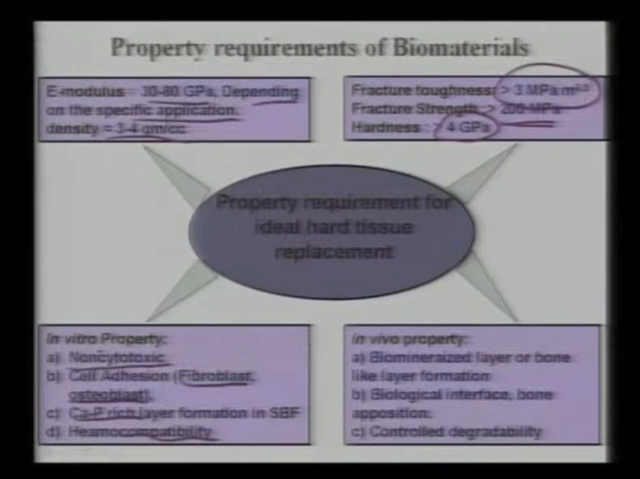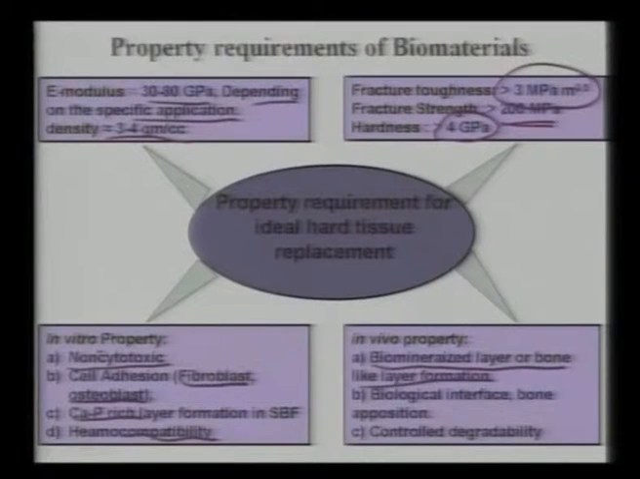If there is a calcium phosphate rich layer, then what will the neighboring tissues or bones feel? Bone also has around 65% calcium phosphate. So the bone will find as if a similar composition exists next to the synthetic material, and therefore there will be good biological bonding between the tissue or bone and the synthetic biomaterial. Fourth one is hemocompatibility. Hemo means blood compatibility, but that is only applicable for heart valve applications, not for other types of applications. It is not the primary criterion.